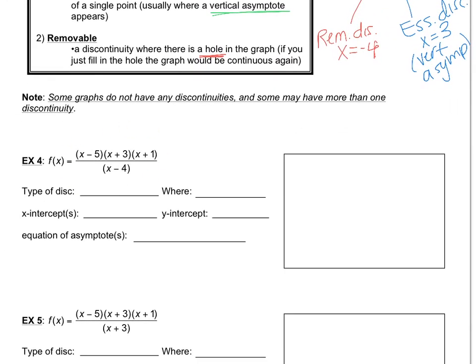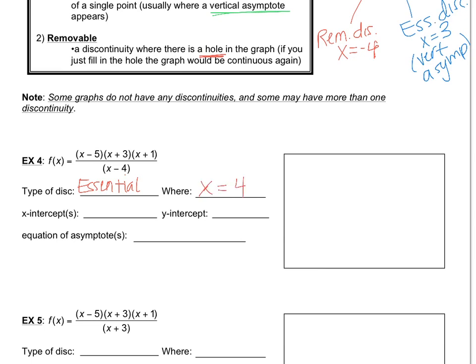So what discontinuities are there and where do they occur? We always are going to look to the denominator for that. We see x minus 4. Now there's no other x minus 4 here, which means I can't cancel this out. There's no way around the discontinuity there. So that is an essential discontinuity, and that occurs at x equals 4.